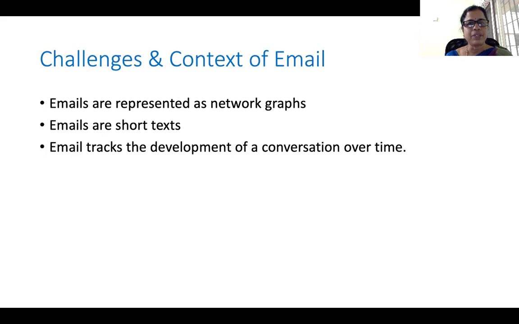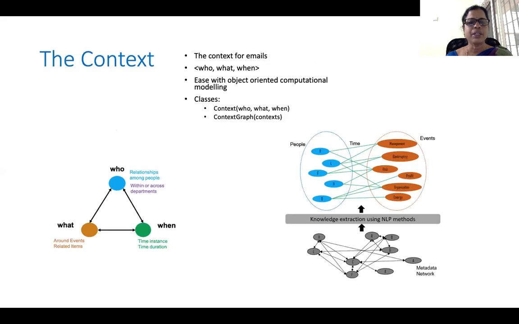So when we are defining the context, it should capture the essence of the conversation: who was involved in a particular event, and when this event happened. So here is the context of an email. The context we have defined as a triple of who, what, and when. These are the entities of this triple.